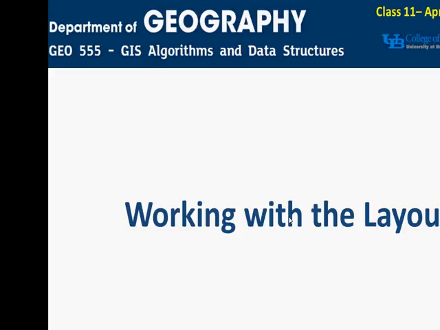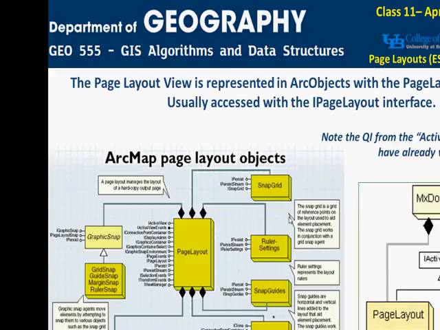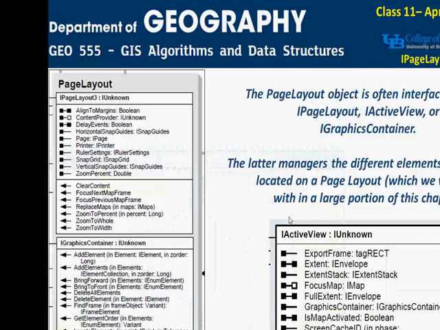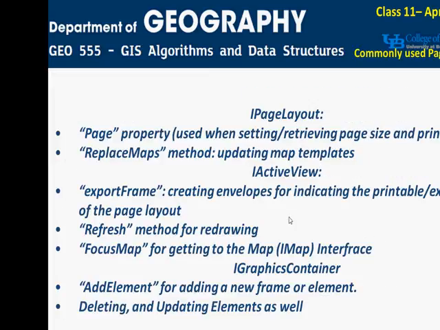Okay, we started out learning a little bit about the layout objects at the end of last class. We talked about page layout and how it's cast from ActiveView. And we talked about how page layout also has an IGraphicsContainer, just like the view did that we did earlier in the semester. We talked about some of the common properties and methods that we would use with IPageLayout, IActiveView, and IGraphicsContainer related to a page layout.